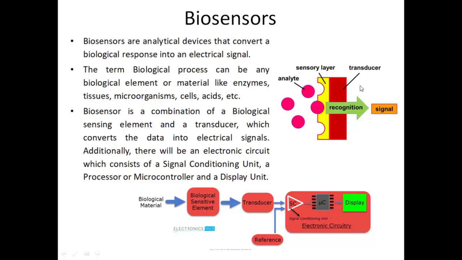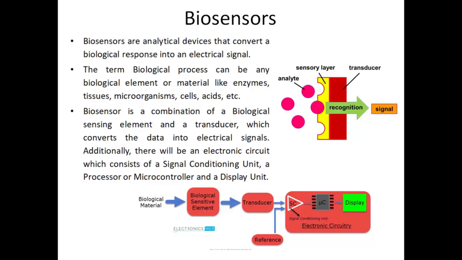You can see in this top figure, you have a sensory layer and analyte. These are basically certain enzymes or acids which are produced from the human body in response to some action taking place. This sensory layer that you see over here comes in contact with this analyte, it reacts, and the transducer attached with it, in response to this reaction, will generate an electrical signal, and that will be propagated into an electronic circuitry. So biosensor is a combination of a biological sensing element and a transducer which converts the data into electrical signals.